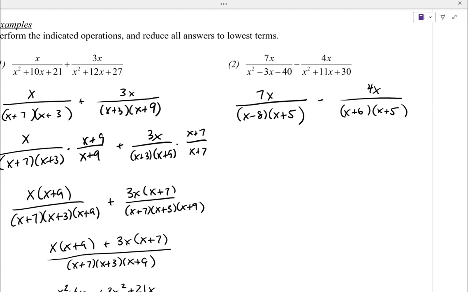Okay? All right, so in order to get that common denominator, what do you need to multiply the first one by? X plus 6. Good. So I better multiply top and bottom by x plus 6, right? Whatever you do on top, you have to do on bottom. Okay? What do you need to multiply the second one by? Good, x minus 8, good.